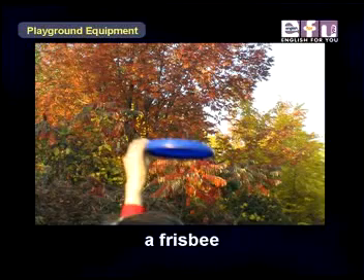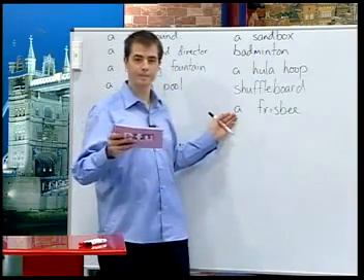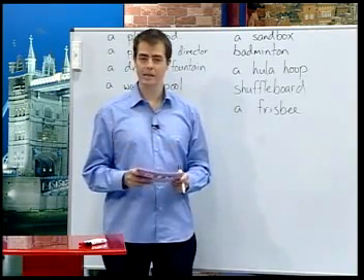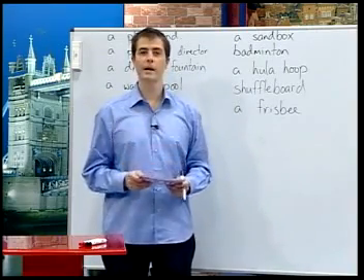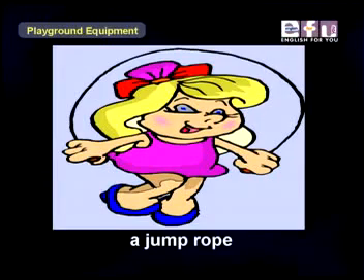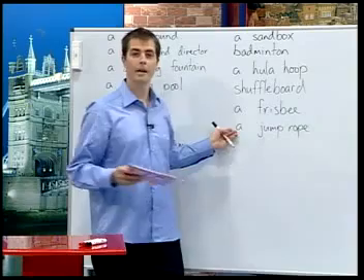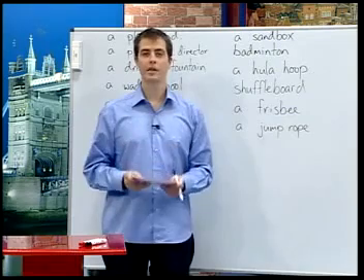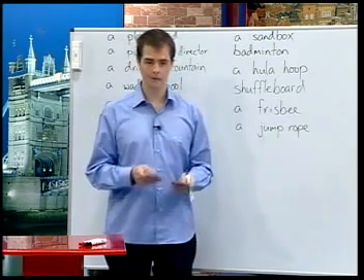A frisbee is a piece of plastic shaped like a plate that you throw to someone else to catch as a game. A jump rope is a long piece of rope that children use for jumping over.